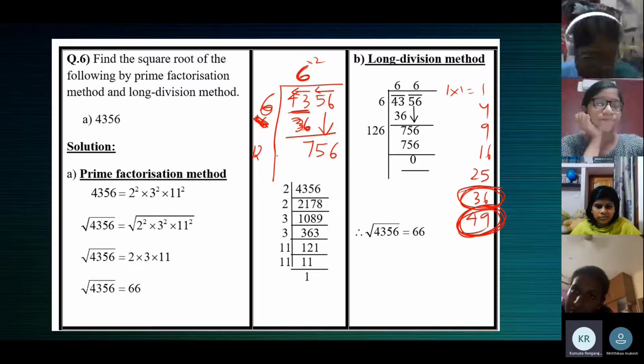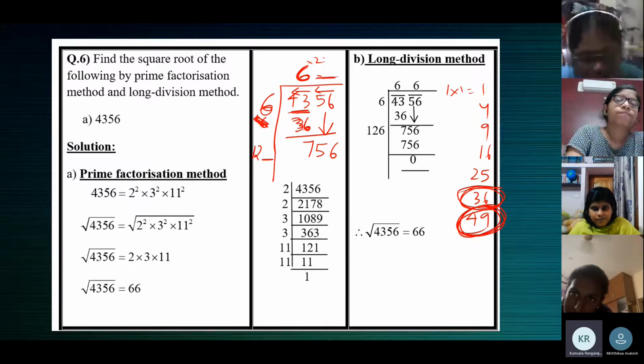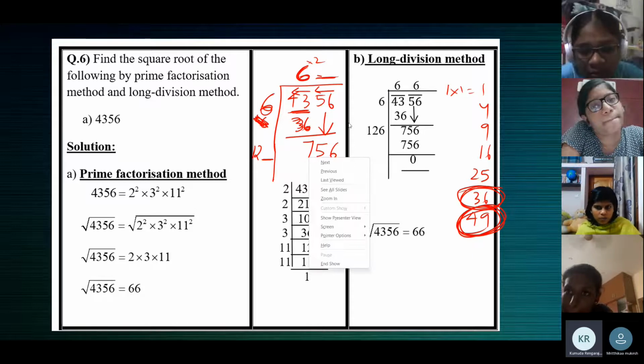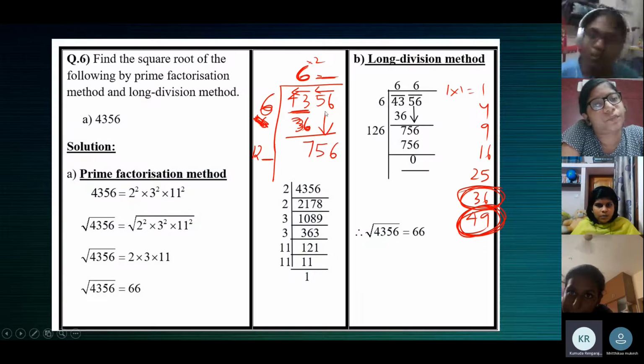Don't write it very close to the margin. Leave a space here. You have to place one digit here. Whatever digit you place here, you must place the same digit here. Double the quotient. After subtracting 43 minus 36, 7 is the remainder. Then the next pair comes down. 5, 6 is the next pair that comes down.